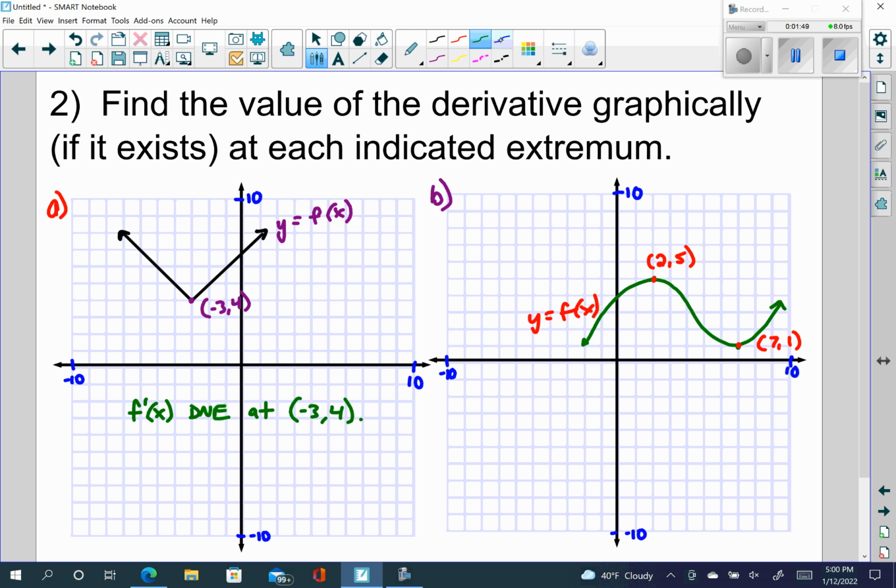Over here, for example B, at 2, 5 and 7, 1, there's our relative max and min. If we were to draw in tangent lines, their slopes would be 0. So we could just say f prime of x is equal to 0 at both of those points, at 2, 5 and 7, 1. This is going back to that GIF 4.1. I believe it was problems 1 through 6 off of that, so that's all we're doing here.